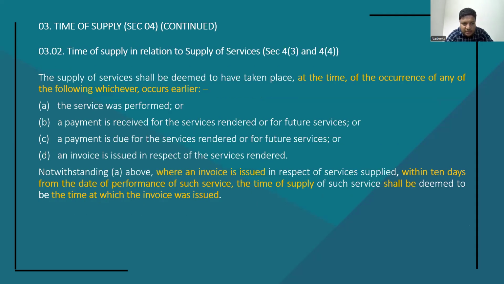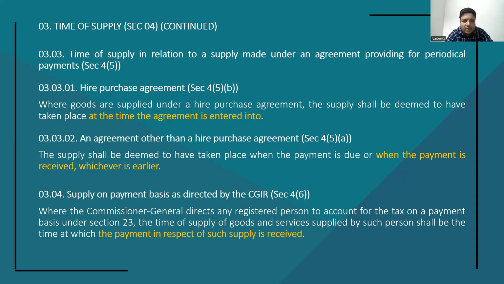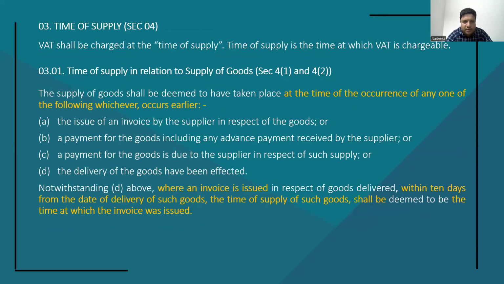Under item 3.2, we have time of supply in relation to supply of services. 3.3, we have time of supply in relation to a supply made under an agreement providing for periodical payments. And 3.4, supply on payment basis as directed by the Commissioner General of Inland Revenue. So 3.3 and 3.4 are specific situations. We look at, in general, 3.1 and 3.2 as generally applicable concepts.